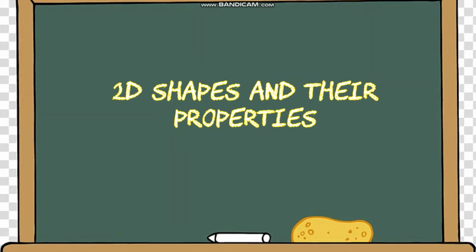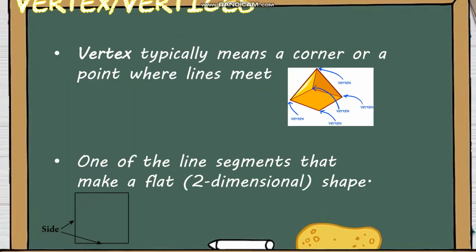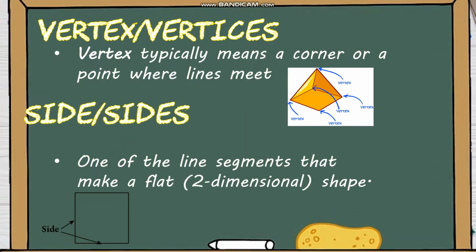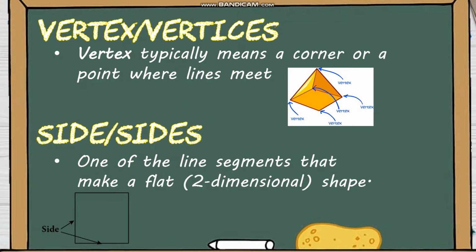Now let's talk about 2D shapes and their properties. So we have the vertex and vertices, and then we also have the side. When we say vertex, it's singular, and the plural is vertices. Vertex typically means a corner or a point where lines meet. As you can see in the picture, in layman's terms, we call it the corners. It is the point where the lines meet. So these are the vertices.